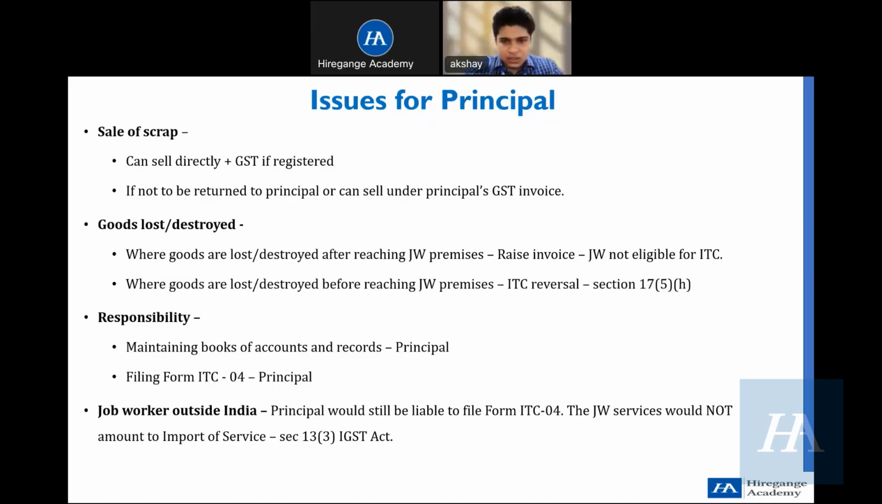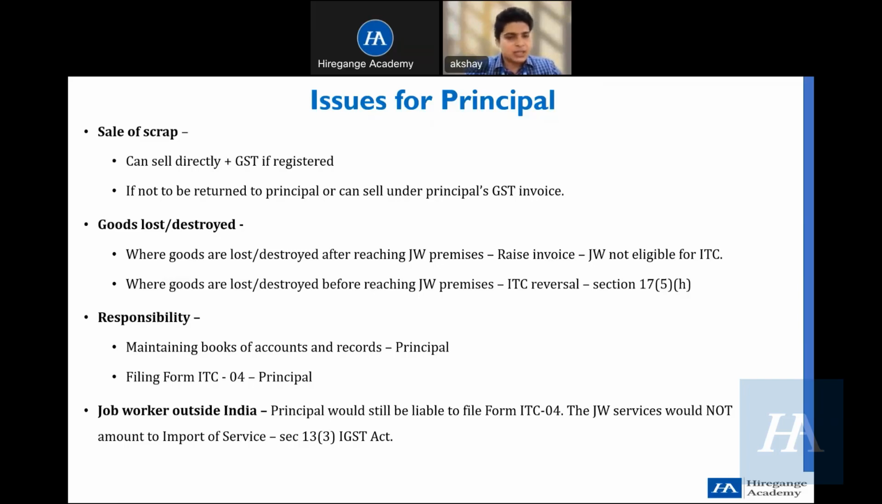Goods lost or destroyed: these are situations where it could be a disputable area. First and foremost, where goods are lost or destroyed after reaching the job worker's premises, maybe due to certain factors at the job worker's premises, the principal can raise the invoice, but the job worker would not be eligible for the credit.